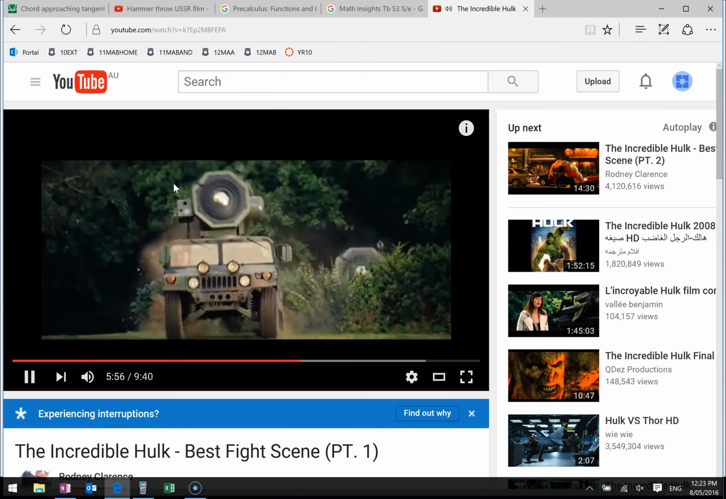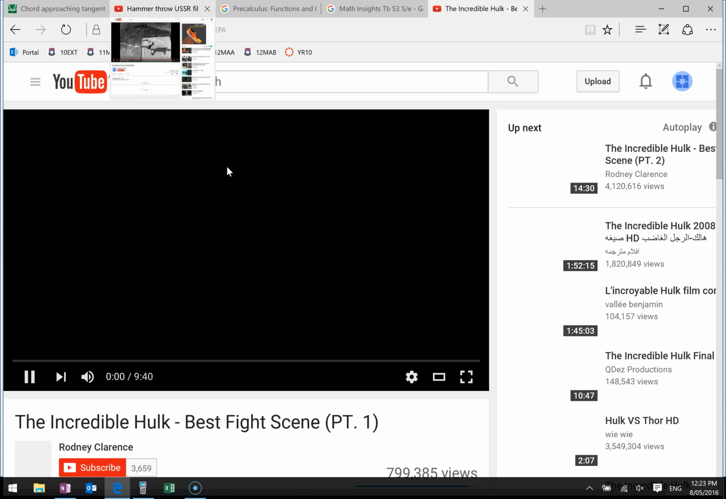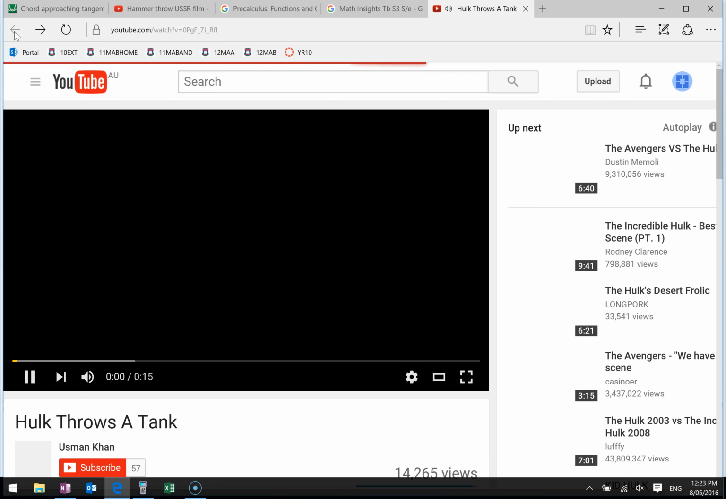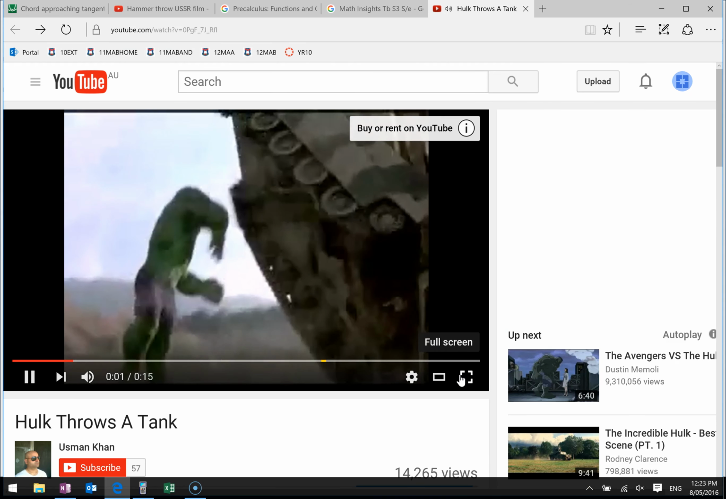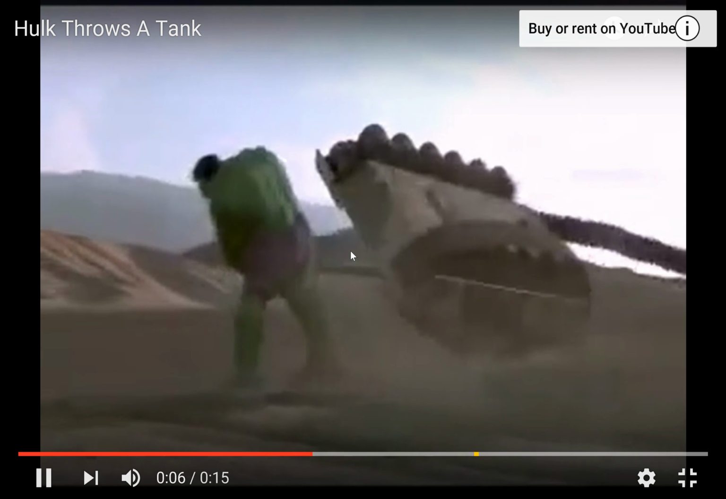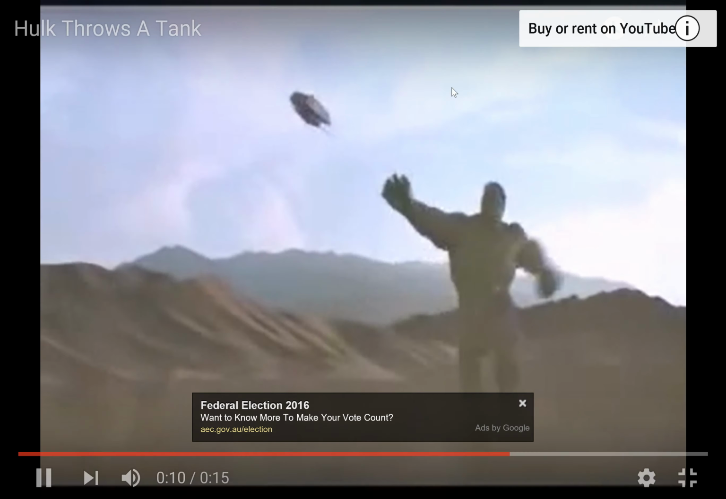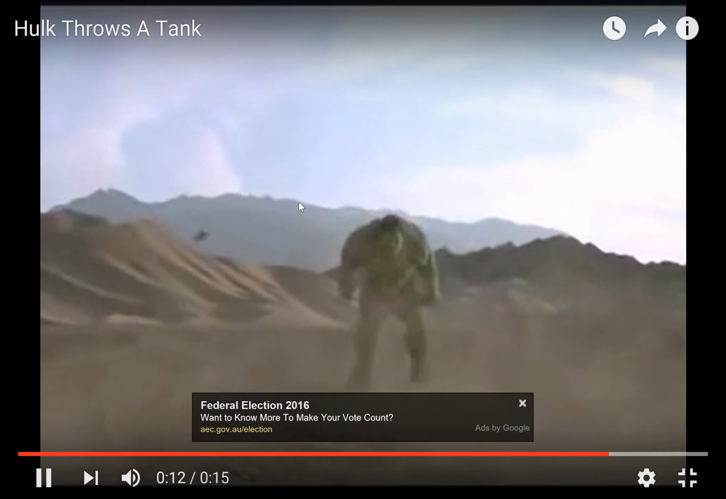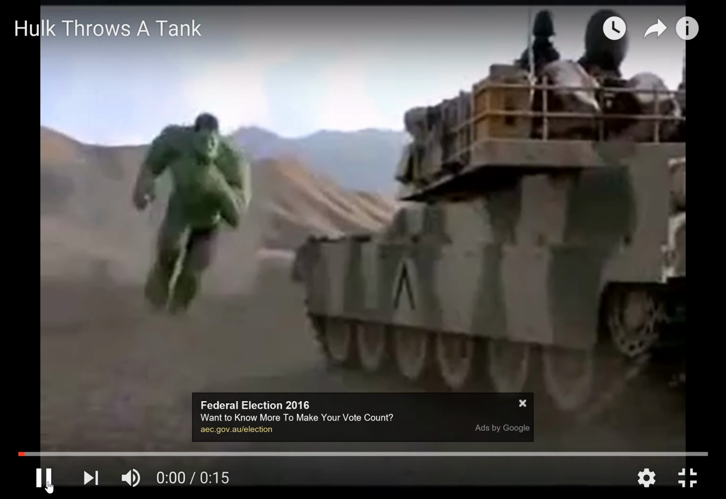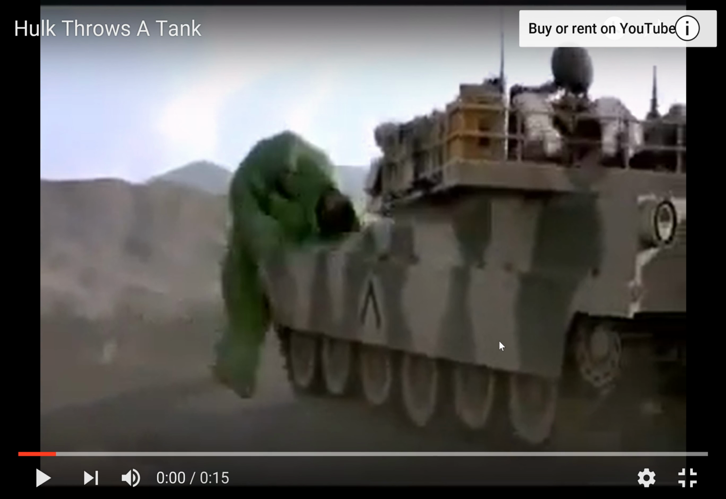And I found this cool clip of the Hulk throwing a truck around. We're going to do exactly the same thing. We can see that the truck goes tangentially to where it was released.